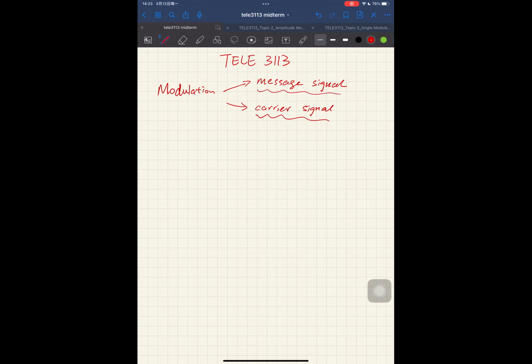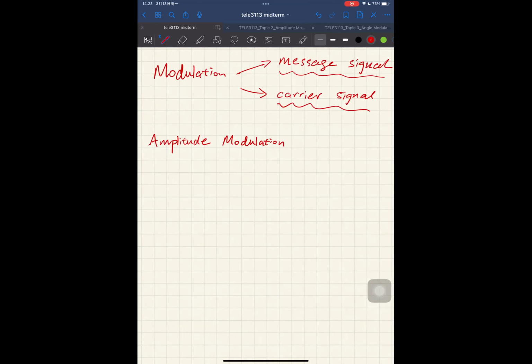So for this session, the way I'm going to organize it is that I'm going to go through the content first, and then I'm going to go through the past year midterm exam paper. For the content, I'm going to go through amplitude modulation, DSB, SSB, and then frequency modulation. Start with amplitude modulation, which is the very common way to modulate.